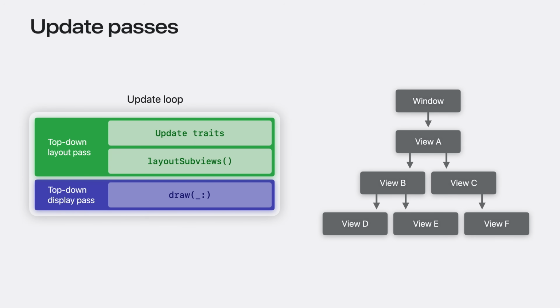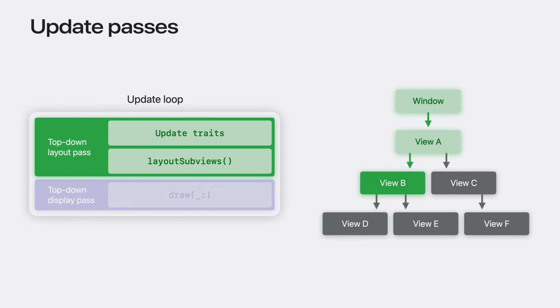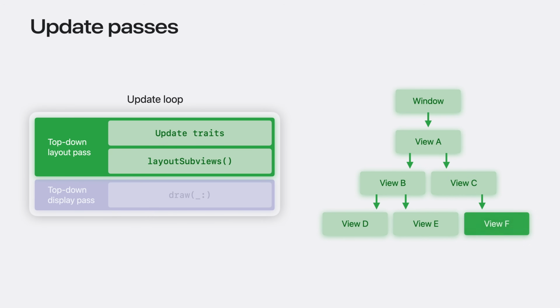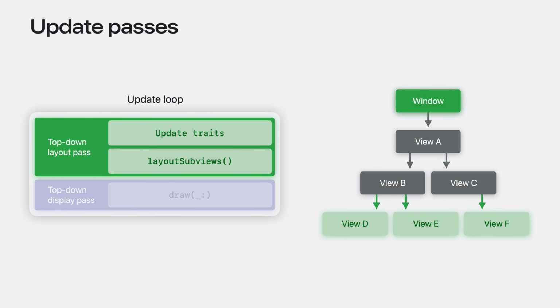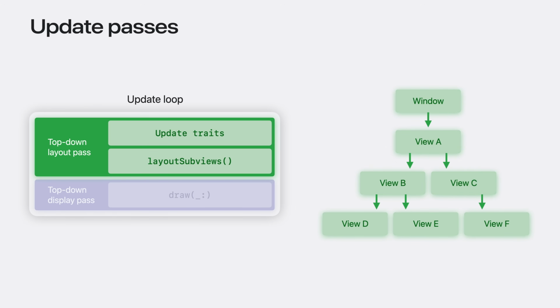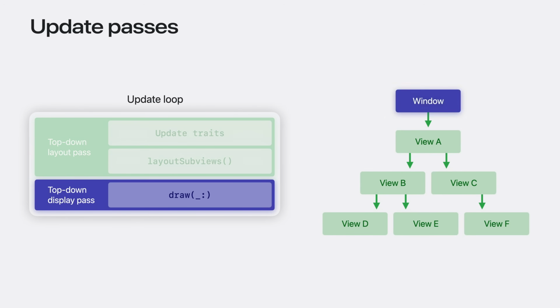The layout path comes first. UIKit traverses the view hierarchy top-down, updates each view's traits, then calls layoutSubviews. If that path causes other views to require layout, the layout path repeats until everything is laid out. Once the layout settles, UIKit performs the display pass, calling the draw method on each view, and repeating until all views no longer need display. Once both passes finish, the next frame can be rendered and displayed on the screen.